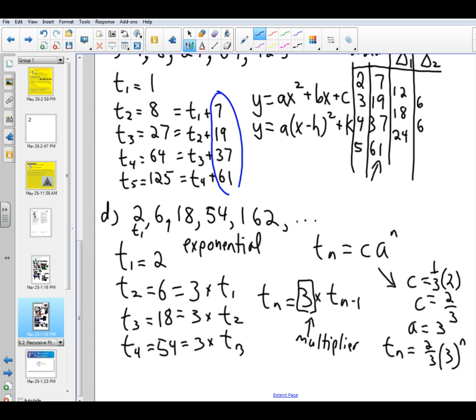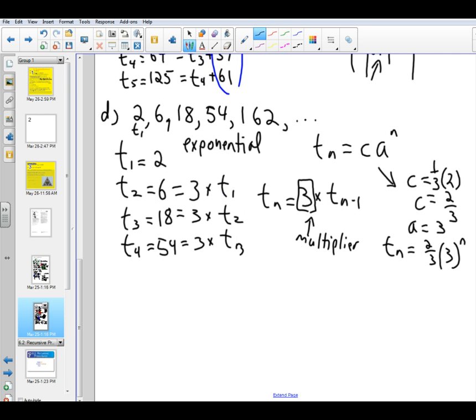You can verify that that would generate term 5, which is 162. Term 5 is 2/3 times 3 to the 5th, and that would be 2/3 of 3 to the 5th, which is 243, and I'm kind of hoping my math is going to work out there, but you can check that that would in fact be the case.